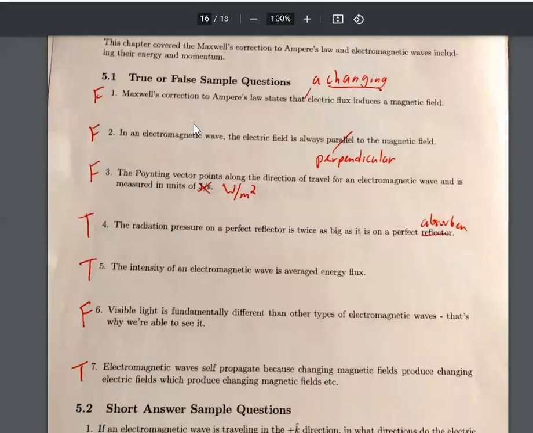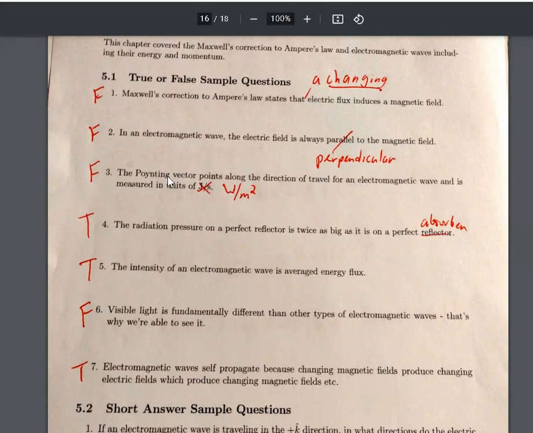All right, in an electromagnetic wave, the electric field is always perpendicular to the magnetic field. They're always at right angles to each other. And you can find the direction of propagation, the direction that the wave is actually traveling, with the right-hand rule. So if you put your fingers in the direction of the electric field, curl them in the direction of the magnetic field, then the thumb of your right hand will point in the direction that the wave is traveling. All right, the Poynting vector points along the direction of travel for an electromagnetic wave. That part is true. It does point along the direction of travel, but it's measured in watts per meter squared.